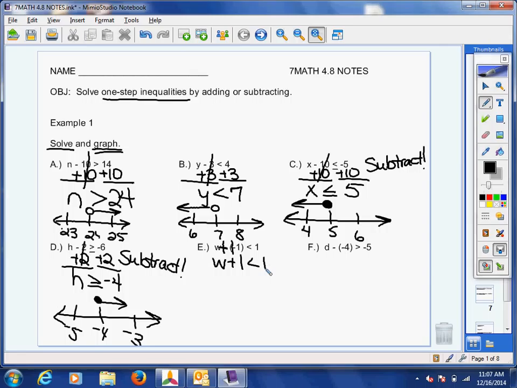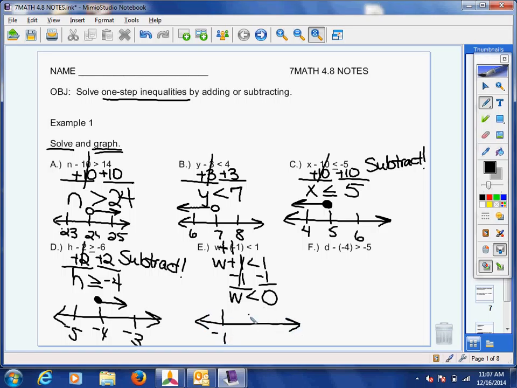I thought you would subtract. So what do you mean? Because those are positives, so now you have to add. Correct, okay? So how do you move the 1 to the other side? We will take 1 away from each side, and W is less than 0.